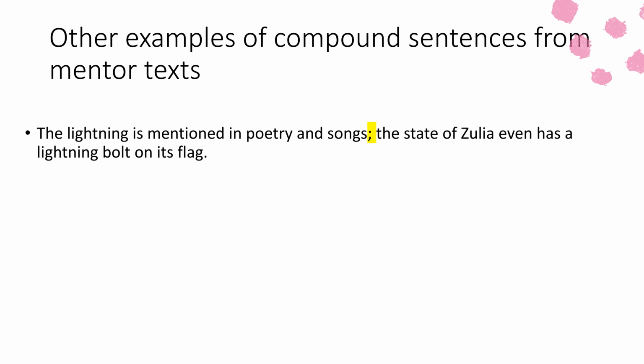Let's look at some mentor text to examine compound sentences and how they can look. The lightning is mentioned in Poetry and Songs, semicolon. The state of Zulia even has a lightning bolt on its flag. So in this example, the mentor text has used the semicolon because both of the sentences are talking about the lightning being used on things like poetry and songs and on a flag.